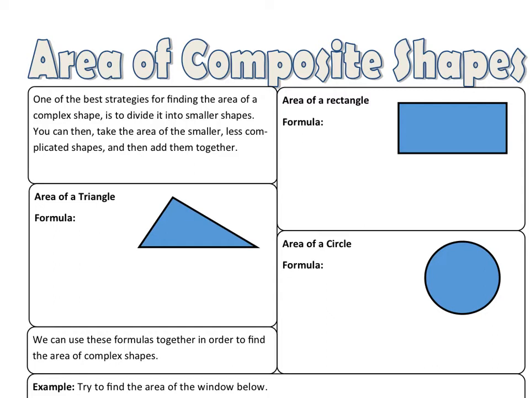When I'm talking about composite shapes, what I'm really saying is different shapes that are placed together to make an overall bigger shape. And we're going to see that in our example. One of the best strategies for finding the area of a complex shape or composite shape is to divide it into smaller shapes, take the area of each small shape, and then add them together at the end. So just a review of a couple of area formulas.